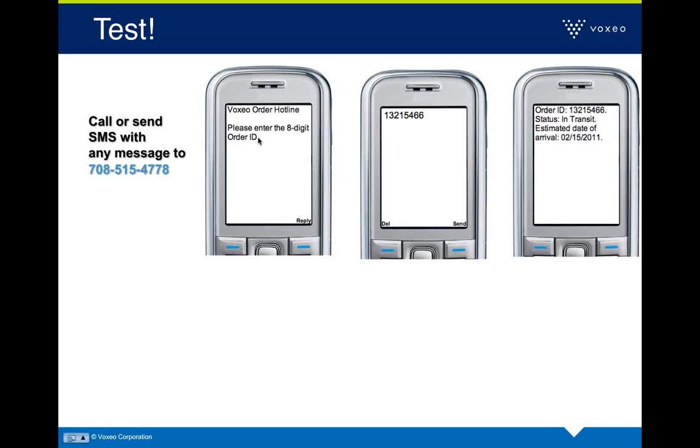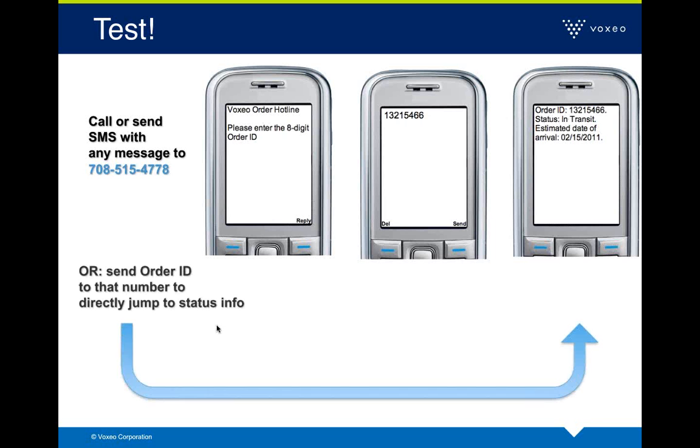So if you do that now, you should get this message back first, and then you can provide any order ID, and it sends back a status. Alternatively, if you start your SMS dialog right away with that order ID, which needs to be 8 digits, then it skips that initial step and presents to you the order status right away.